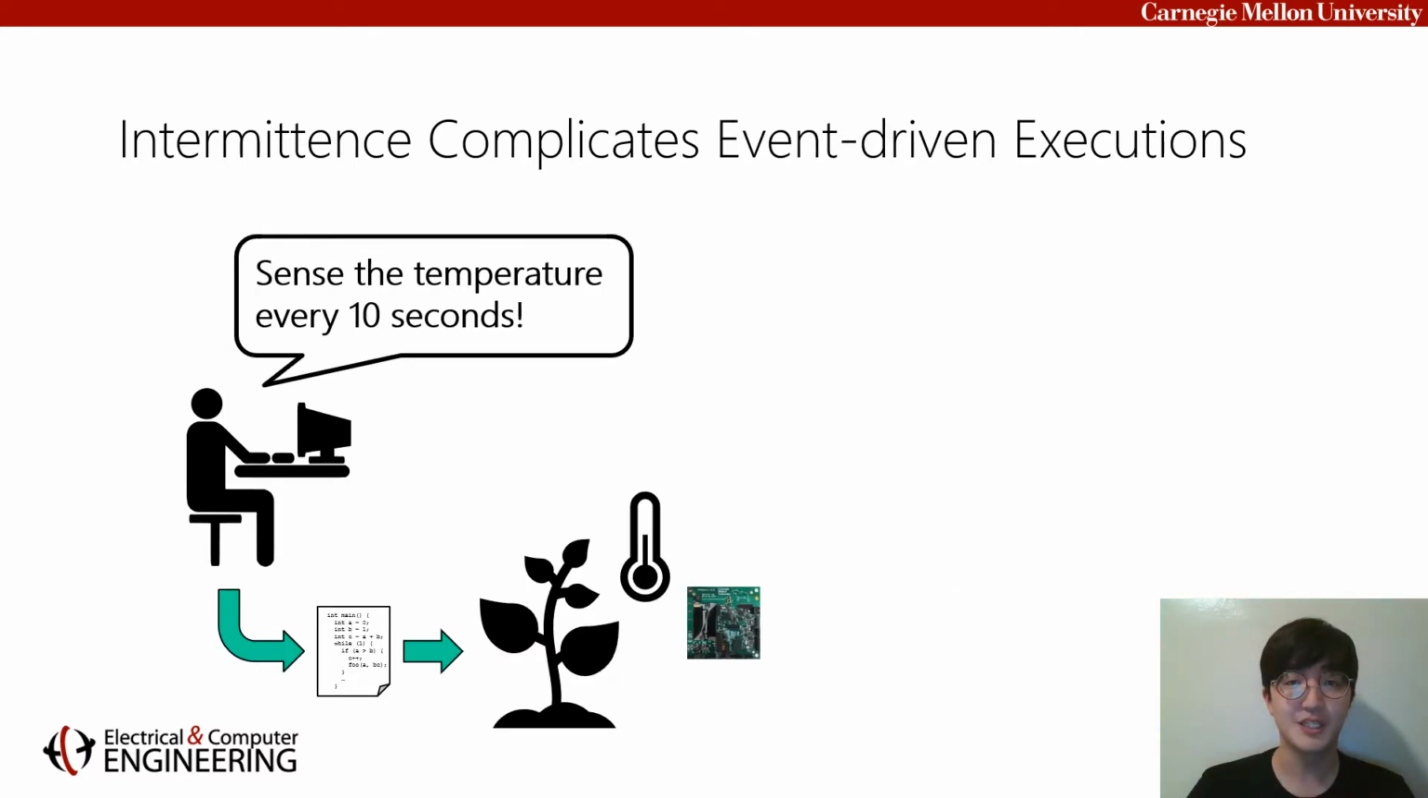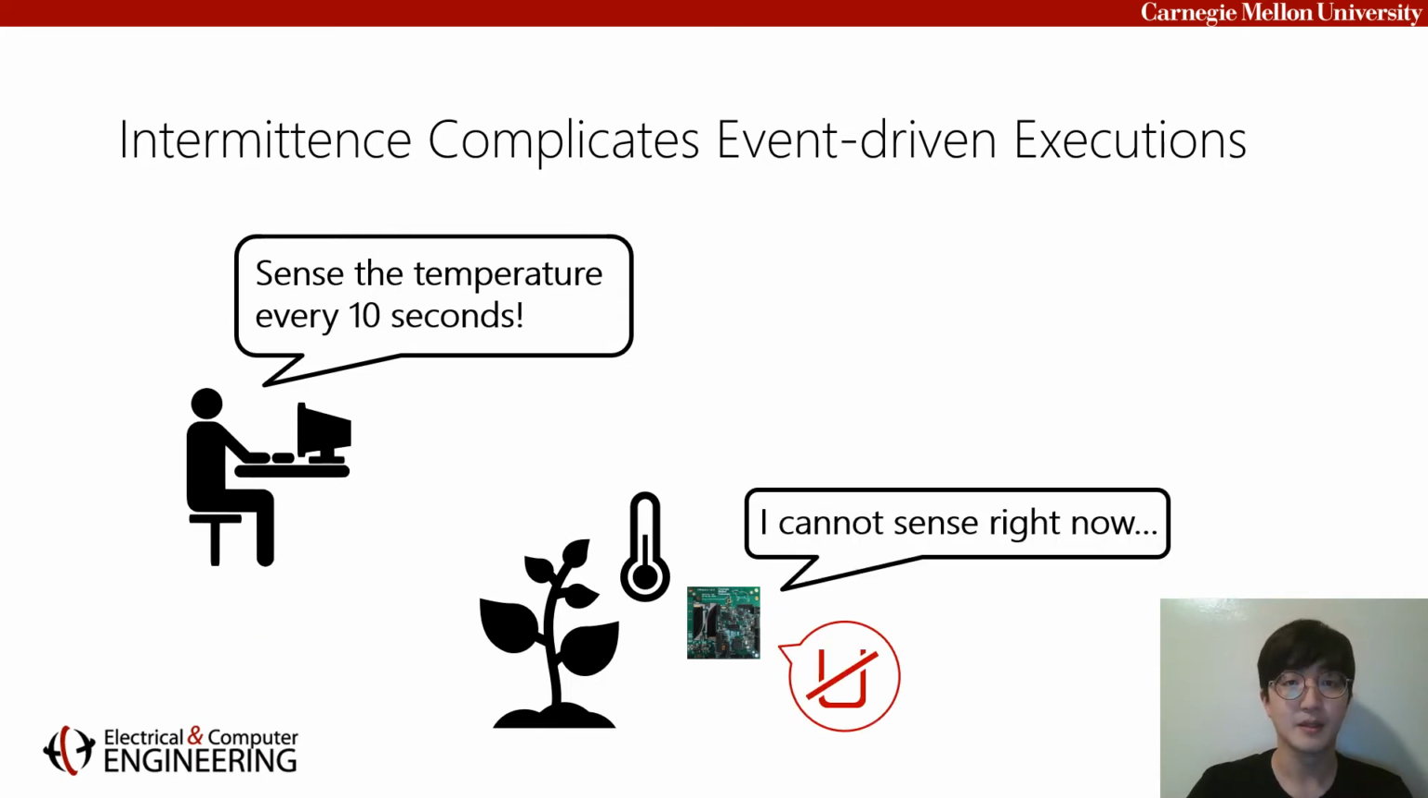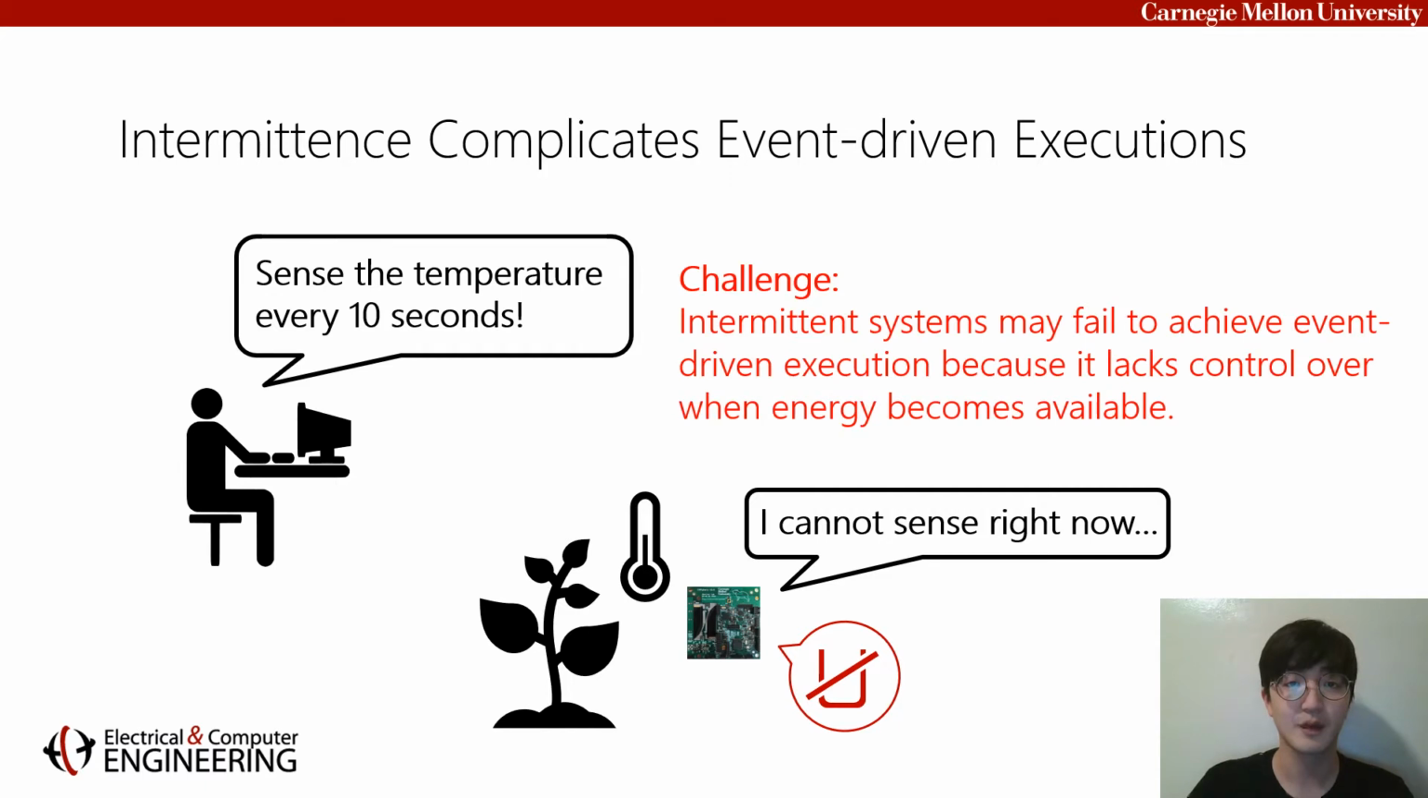However, intermittent systems only rely on the harvested energy to run, posing challenges when the programmer wants to write an event-driven program. For example, assume that the programmer wants to collect temperature data exactly every 10 seconds. The system may or may not be able to do so because it simply may not have enough energy to collect the temperature data when it needs to.